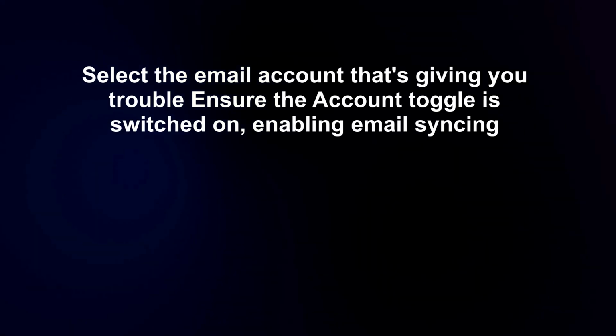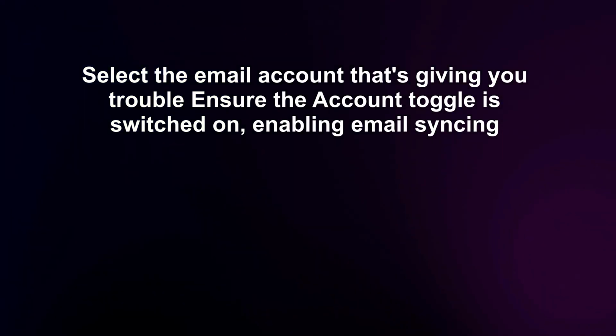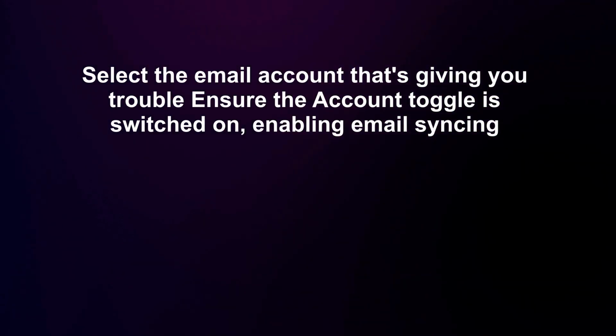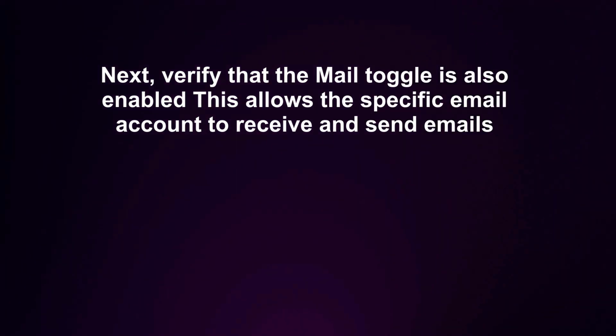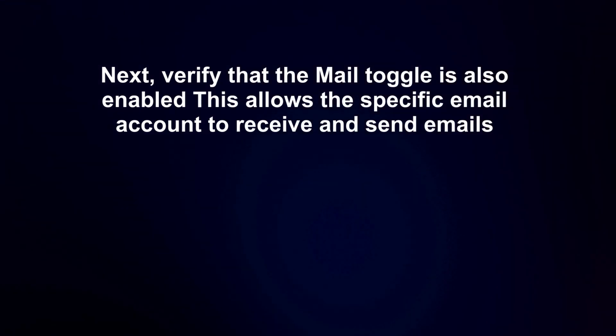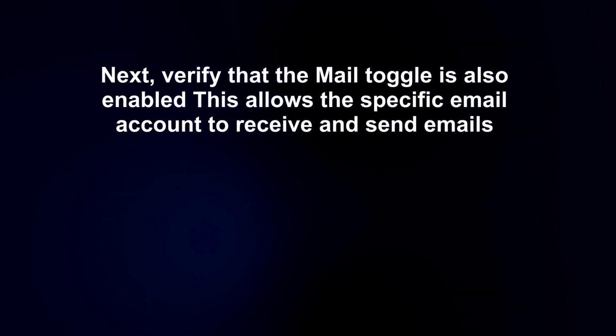Select the email account that's giving you trouble. Ensure the account toggle is switched on, enabling email syncing. Next, verify that the mail toggle is also enabled. This allows the specific email account to receive and send emails.